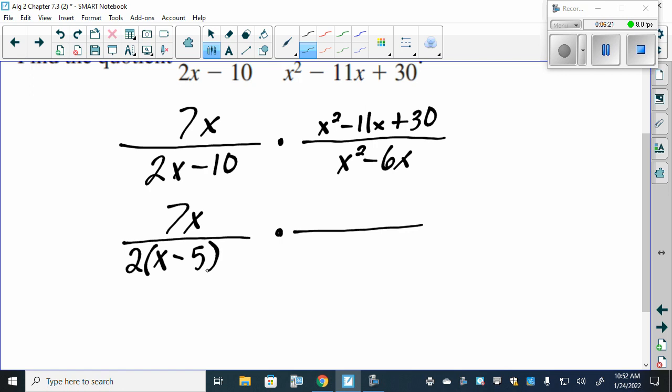If we look at the second expression, we have x squared minus 11x plus 30 and x squared minus 6x. Which one do you guys want to work with first? Yeah, the x squared minus 6x, because what can we do? We can factor an x out, because both terms do have a greatest common factor of x. And if we factor it out, an x factored out of x squared would give us x minus 6.